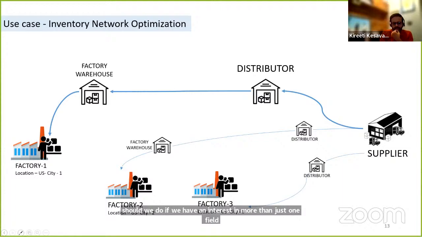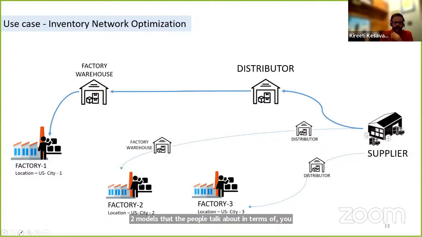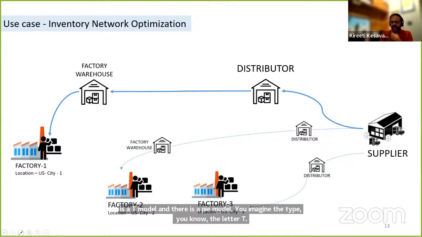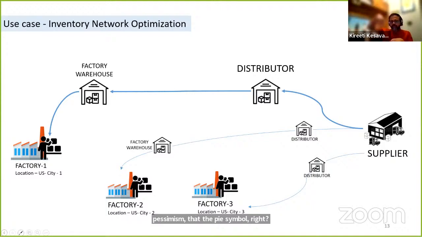So see, there are two models that people talk about in terms of how you pick and choose where you want to go, right? There is a T model and there is a pi model. Imagine the letter T, and imagine the pi symbol, not 22 by 7, the pi symbol, right? The pi symbol looks like that, with two pillars coming down, and in the T, there is one pillar. In case of a T model, you go deeper into one area and spread your wings across. In case of a pi, you pick two fields you are passionate about, go deeper into those fields, and then spread your wings across, right?